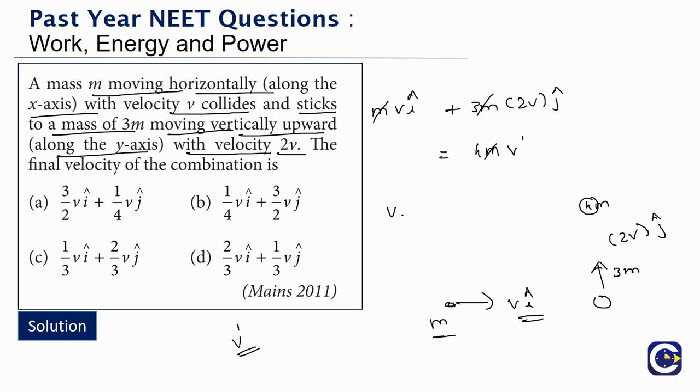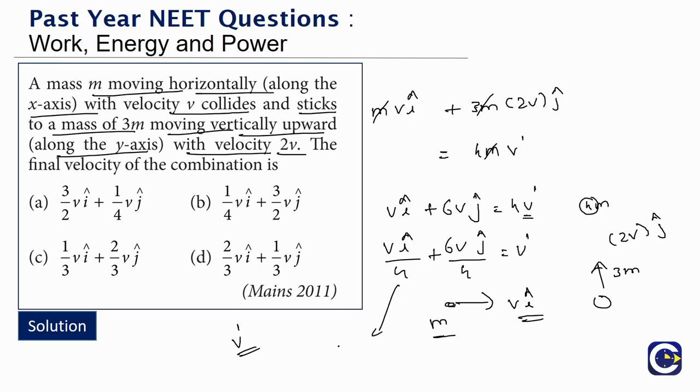So what is it? v into i cap on the left hand side, plus 3 into 2 is what? 6v into the j cap. This is equal to 4v dash. We are looking for v dash, right? So we have to bring the 4 to the left side. 4 will go to the denominator, right? So v i cap by 4 plus 6v j cap by 4. That is our v dash.